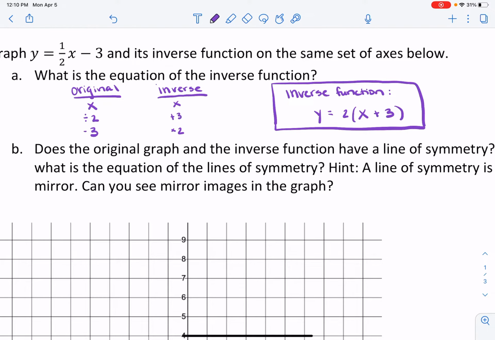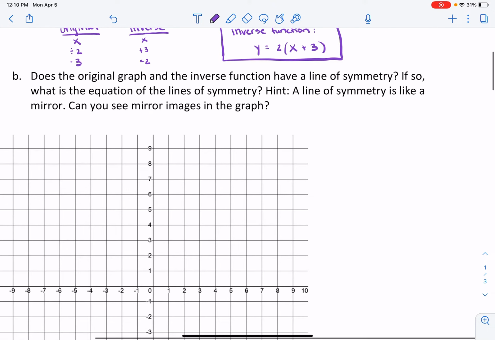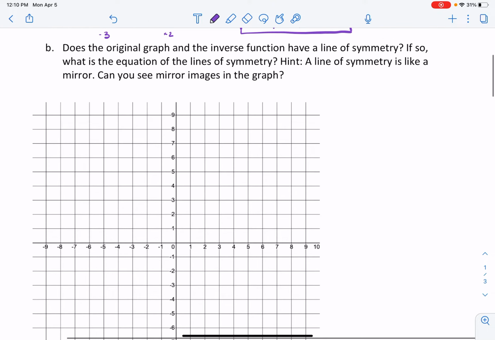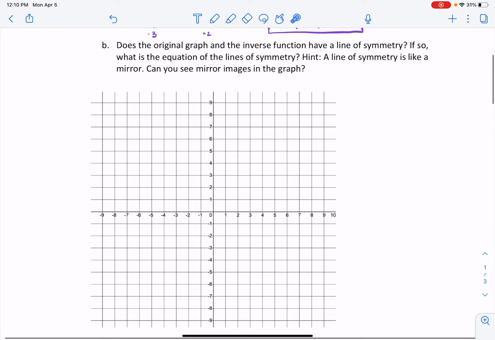Okay, awesome. Next, for part B, it says, does the original graph and the inverse function have a line of symmetry? If so, what is the equation of the lines of symmetry? Hint, a line of symmetry is like a mirror. Can you see mirror images in the graph?